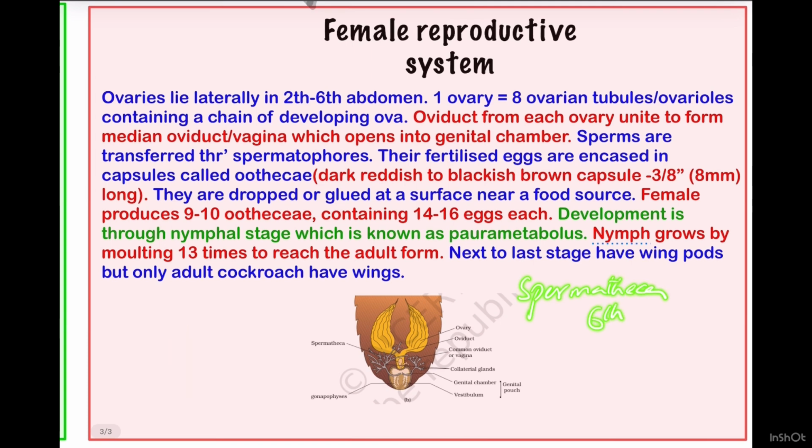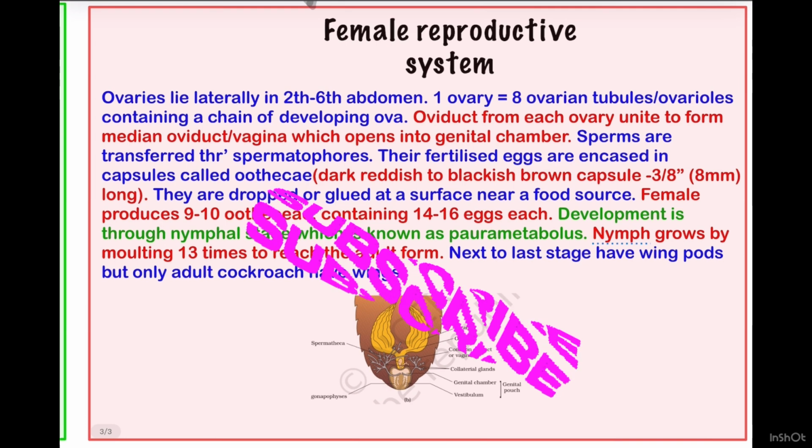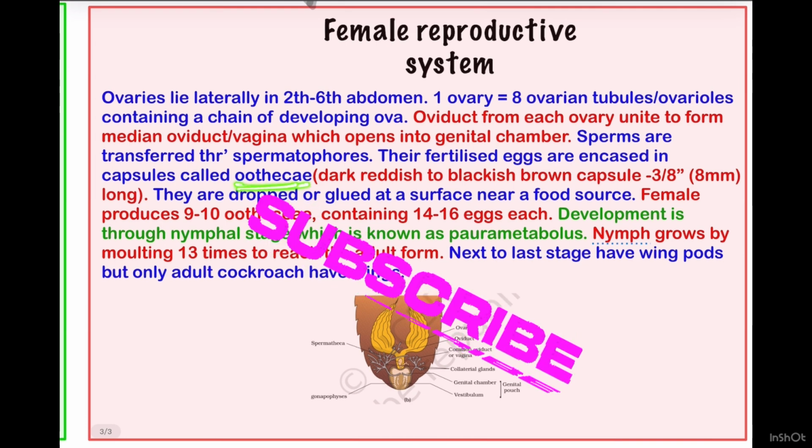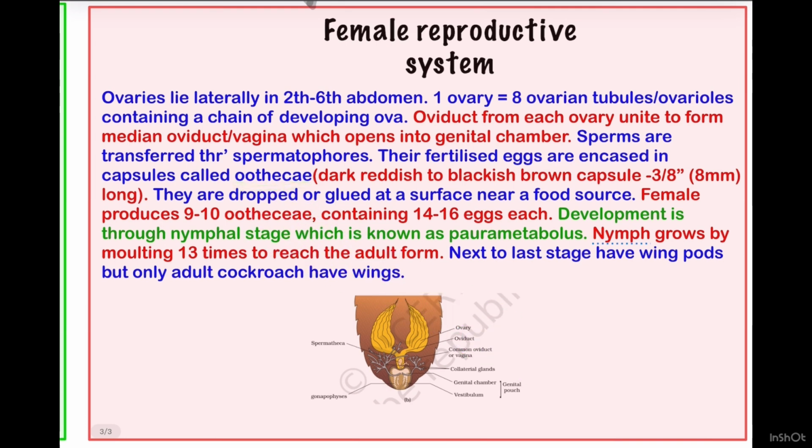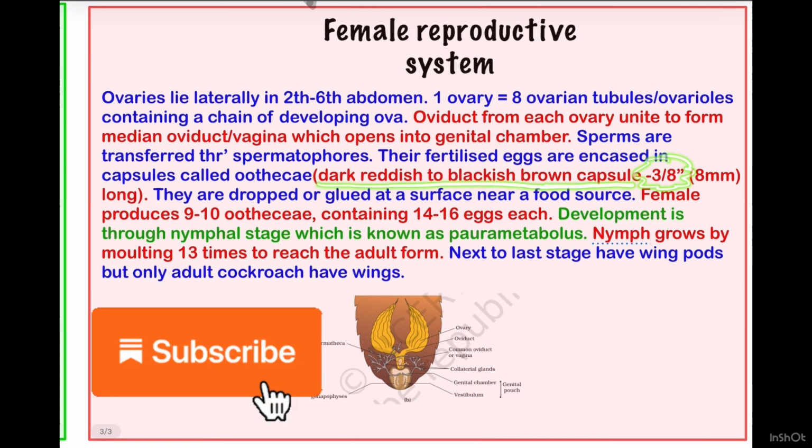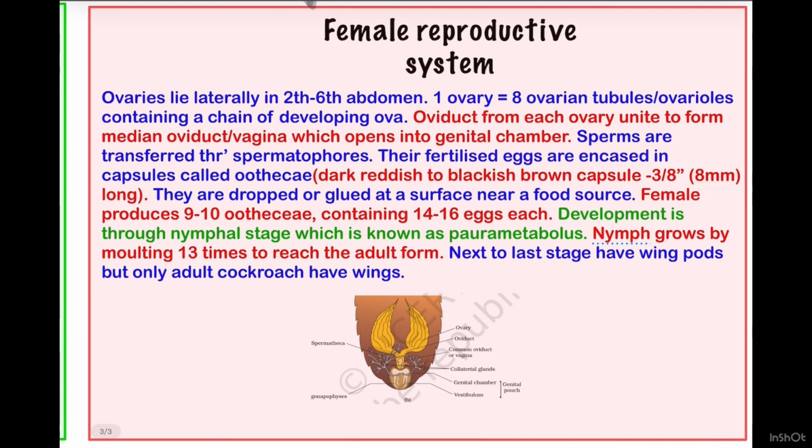Present here at the 6th segment. A pair of spermathecae will be present in the 6th segment, and then the collateral glands will also be present. These collateral glands will form an ootheca after fertilization. Now the ootheca is a dark reddish black brown capsule, around 8 millimeters long.